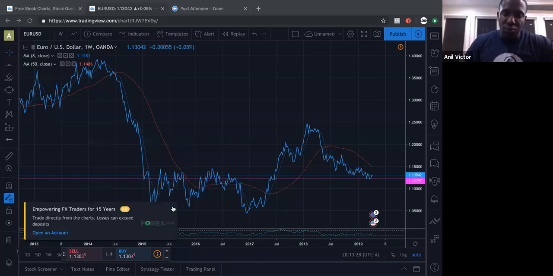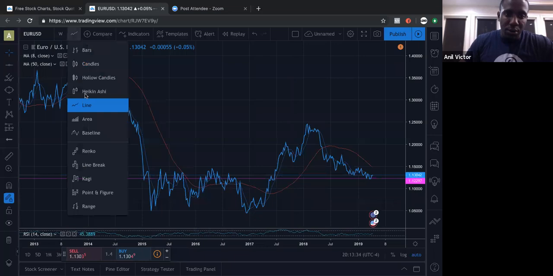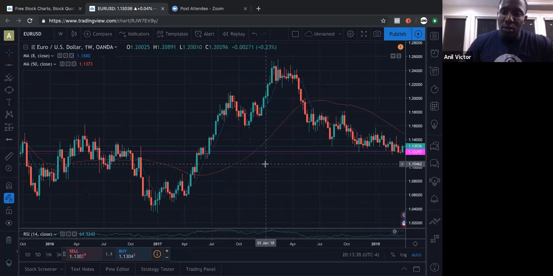All right, so we know that this tends to move a little bit more slowly. It's not as rapid with the movements, right? So let's just mark that right there. And then what we're going to do next is come back and look at the candles just to see how price is reacting at those levels.